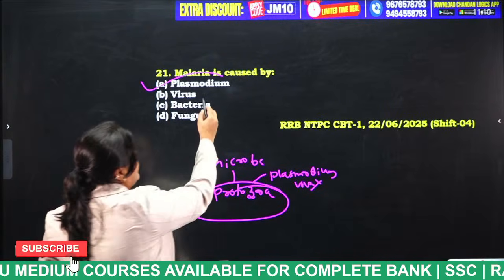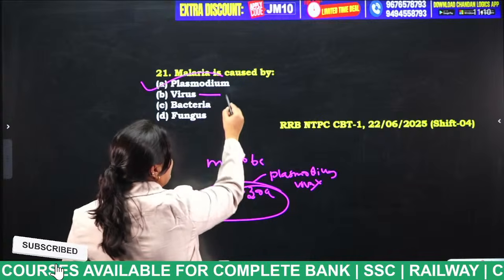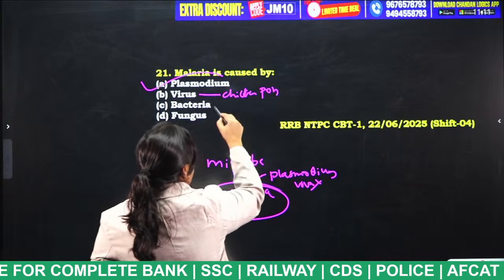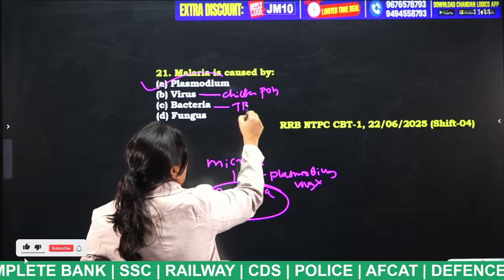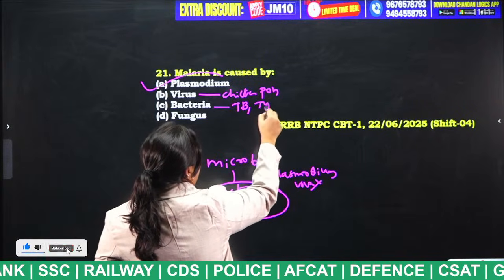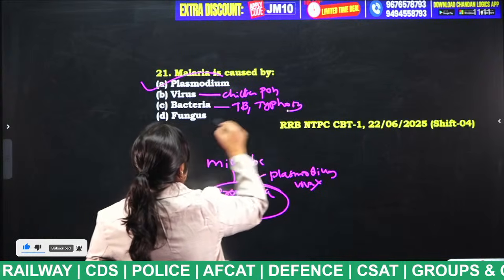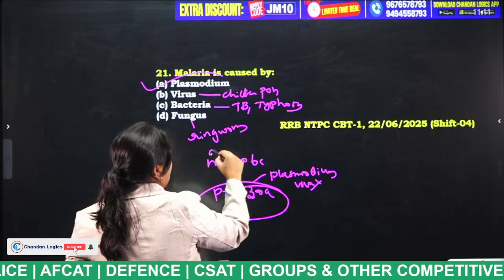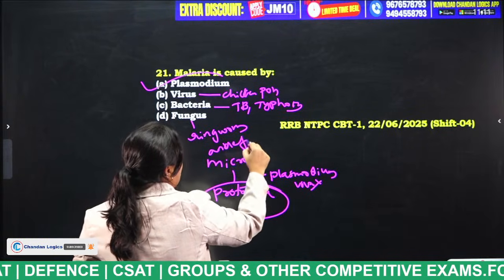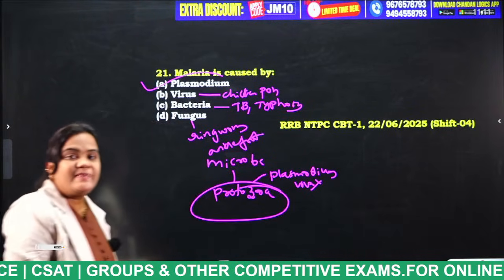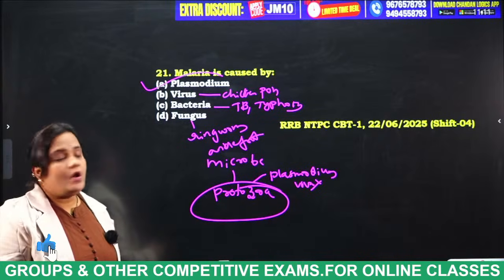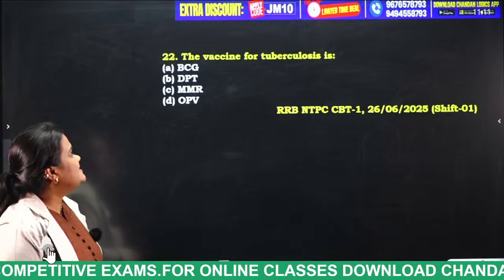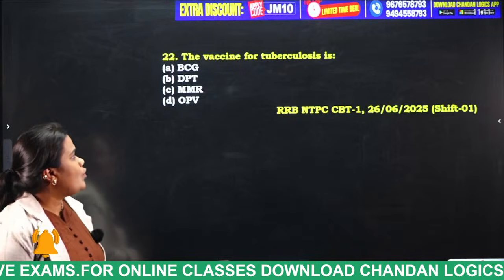Due to virus, what are the types of diseases? Chicken pox, coronavirus. And bacteria: TB, typhoid, etc. Next, fungus means ringworm, athlete's foot. These are the different types of diseases which are caused by the different types of microbes. Next, the vaccine for tuberculosis is BCG, DPT, MMR, OPV.